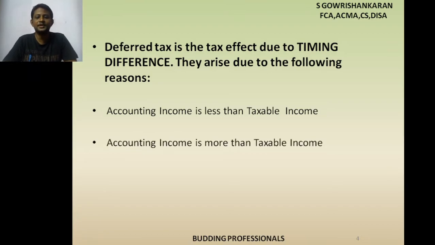Second, accounting income is more than taxable income. Maybe my net profit as per the financial statement is 100 crore, but my net profit as per the Income Tax Act is only 50 crore. So I am paying less tax. Actually I have to pay more tax, but I am paying less. Because 100 into 30% is 30 crore, while 50 into 30% is 15 crore only. Actually I have to pay 30 crore, but I am paying only 15 crore because of the income tax provisions and the timing differences in accounting the expenses.